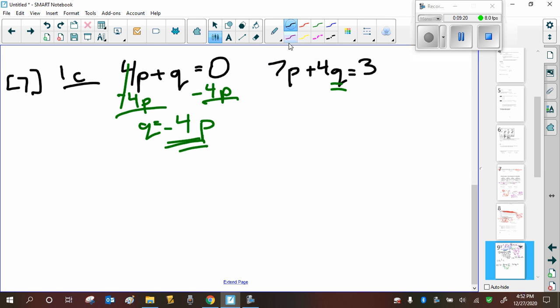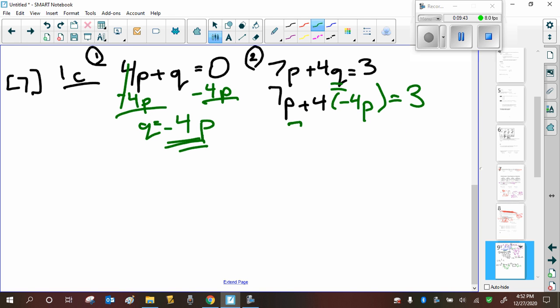Okay, so now, second step, if this helps you, just write down 1, 2. Second step is 7p plus 4 times something. I'm going to substitute negative 4p. Oh, this is odd. Equals 3. And we are going to get a fraction. Okay, so 7p plus 4 times negative 4p. You multiply them, it is negative 16p equals 3. And now you collect like terms.